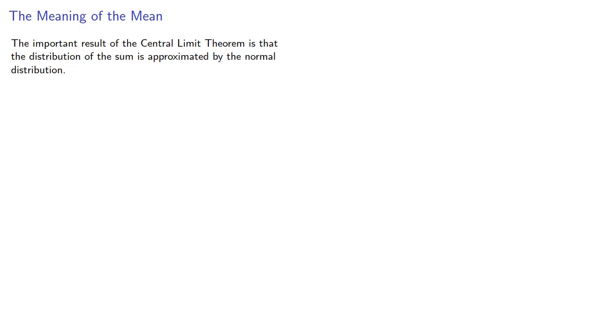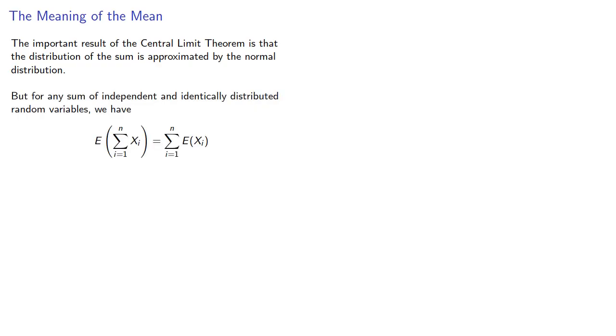The important result about the central limit theorem is that the distribution of the sum is approximated by the normal distribution. But for any sum of independent and identically distributed random variables, we have the expected value of the sum is the sum of the expected values, and the variance of the sum is the sum of the variances.